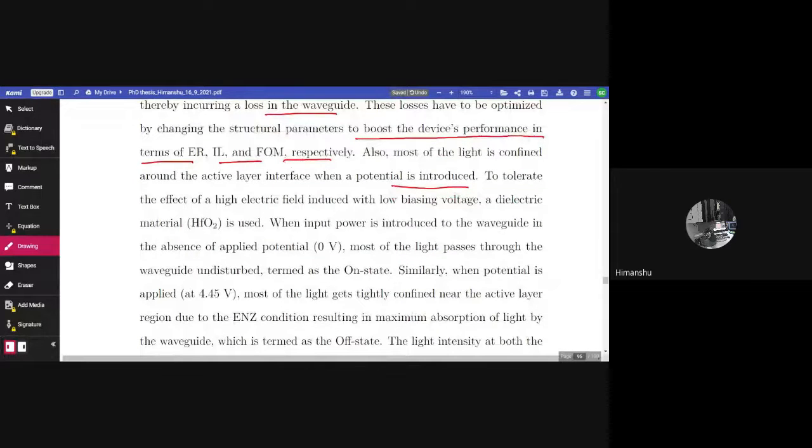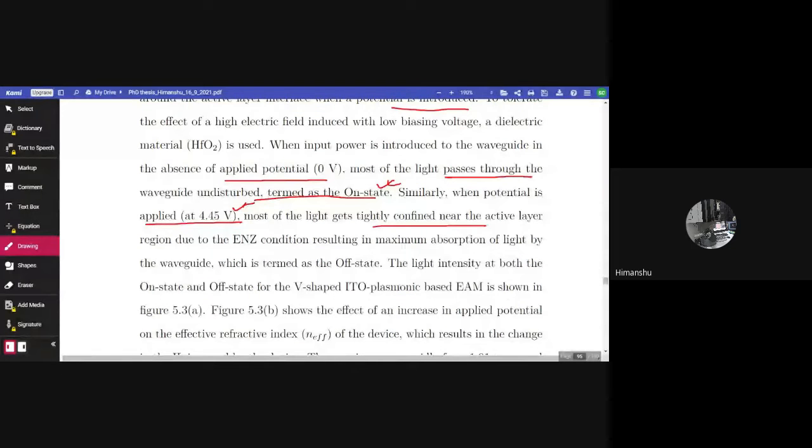When input power is introduced to the waveguide in the absence of applied potential, 0 volt, most of the light passes through the waveguide undisturbed, termed as the on state. Similarly, when potential is applied at 4.45 volt, most of the light gets tightly confined near the active layer region due to the ENZ condition, resulting in maximum absorption of light by the waveguide, which is termed as the off state. The light intensity at both the on state and off state for the V-shaped ITO plasmonic base EM is shown in figure 5.3a.